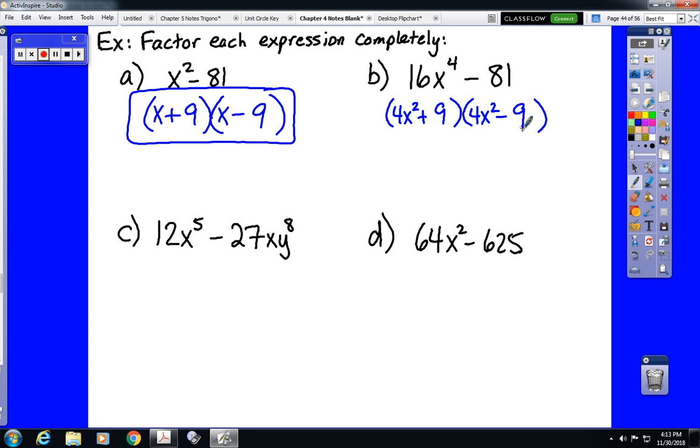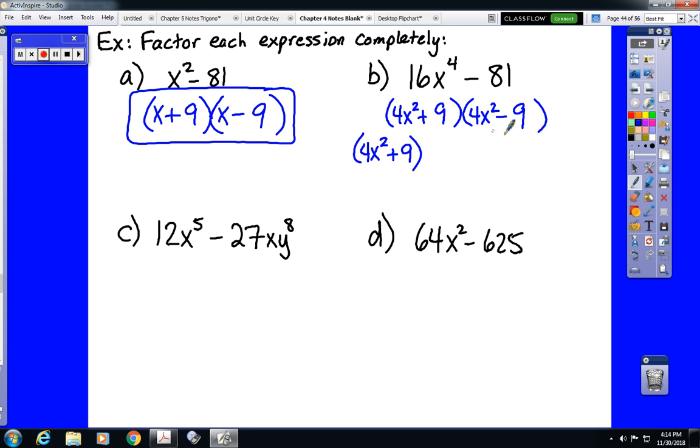Now you might be thinking, great, I understand this, makes perfect sense, I must be done. But this problem is not fully factored yet. The first binomial is fully factored. This cannot factor again, so this is now a prime factor. However, this parenthesis is still a difference of 2 perfect squares. 4x squared has a square root, 9 has a square root, and they're being subtracted. That's why this one doesn't work, because it's not being subtracted. So 4x squared minus 9, or plus 9, is one of our factors.